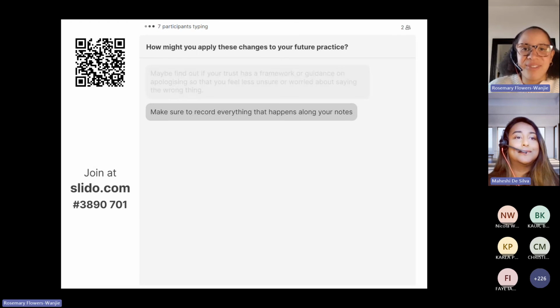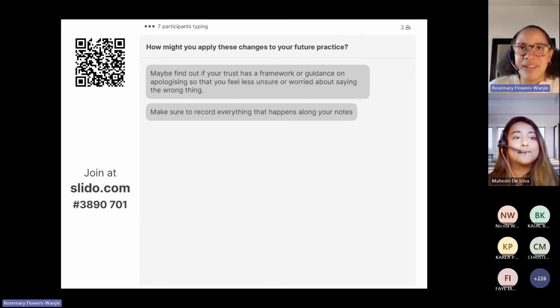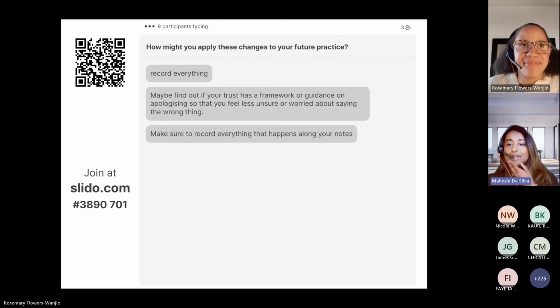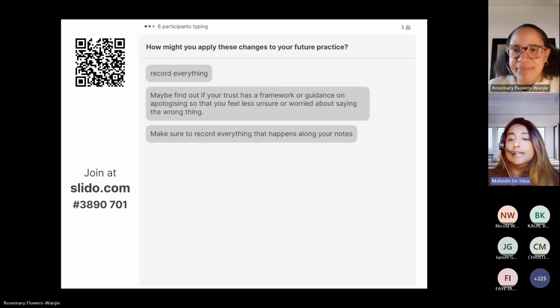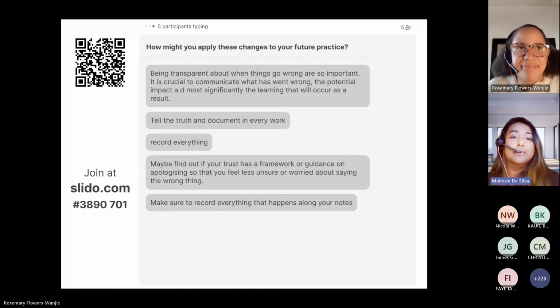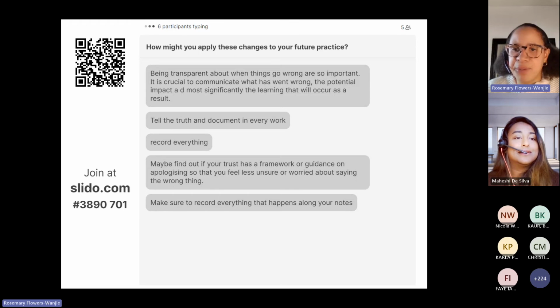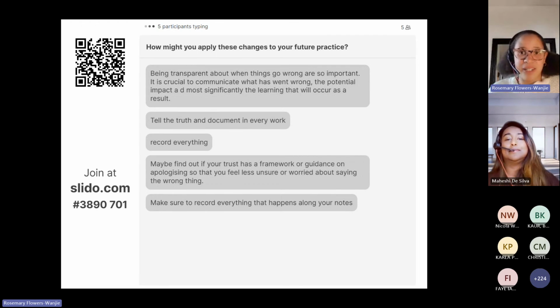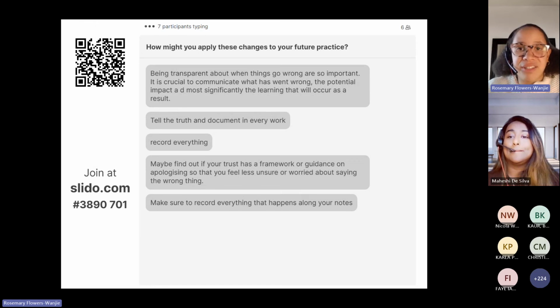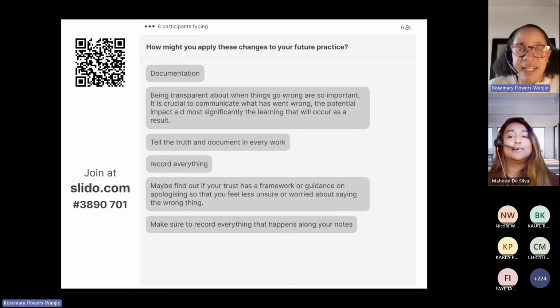Also, the first thing we've got coming through is to record everything that happens along your notes. It's a very good idea. I've just pinned the Slido as well, so it's there for access. But we've also had a comment coming on the Teams chat, and it is exploring in supervision before and or after making that apology. So having backup support from the team. Yeah, that's great. I think that's really important, and that can really give you confidence, can't it, to apologise, and do so just in the best way possible, really.